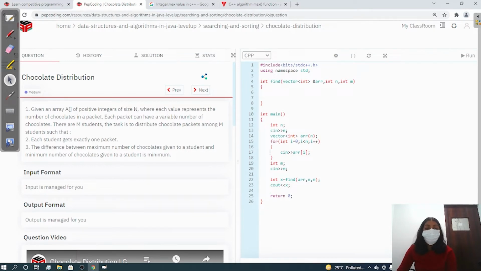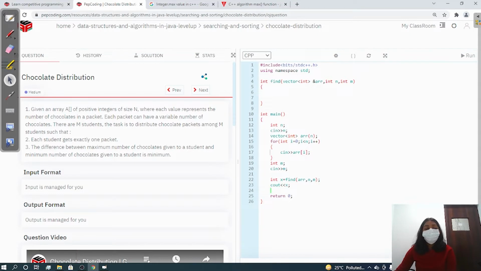There are m students, and the task is to distribute the chocolate packets among m students such that each student gets exactly one packet. So we have to distribute n packets among m students such that every single student gets exactly one packet. If I have six chocolate packets and four students, I can give out only four packets. I cannot give one packet to one student and two packets to some other. We have to give exactly one packet to a single student.